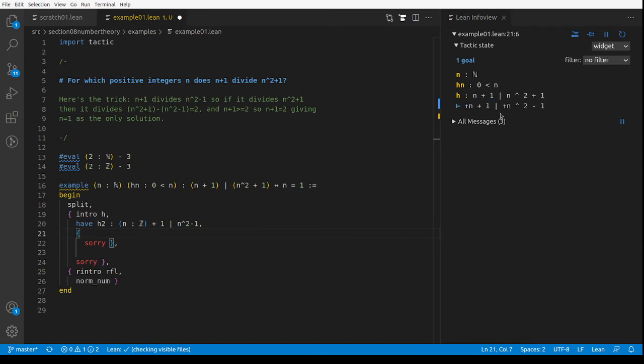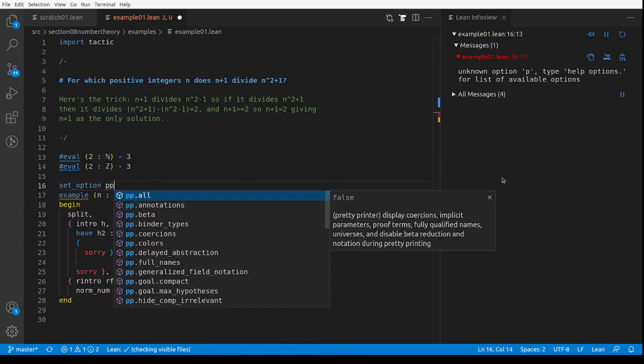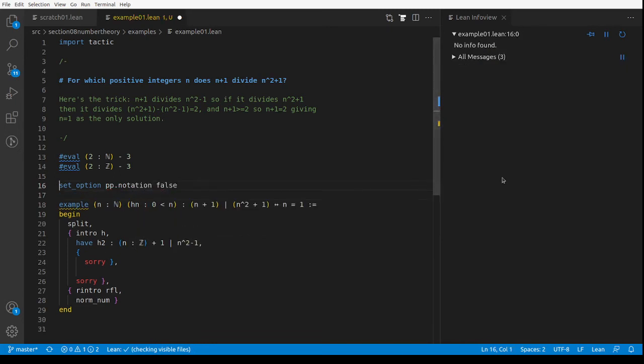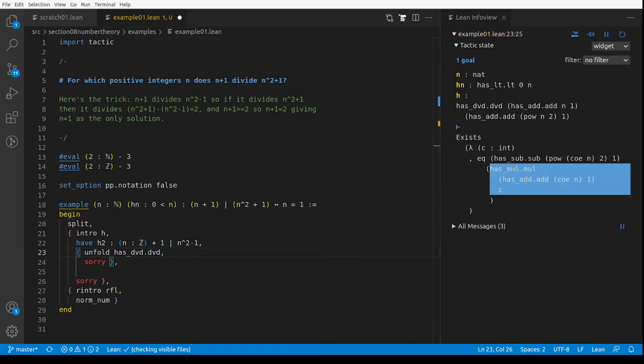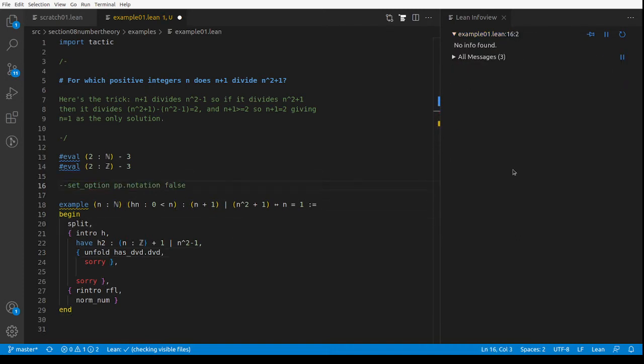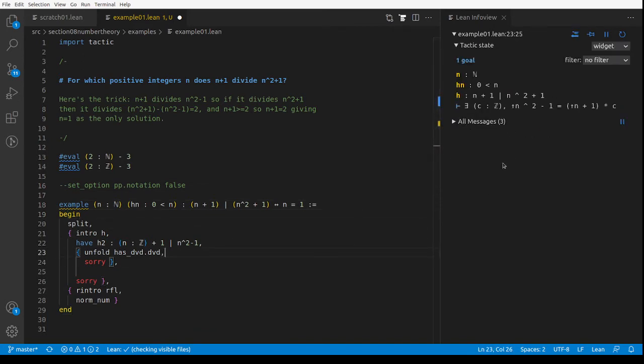Now the question is, what's the definition of division? I'll show you how to work it out. Set option, let's switch off notation. Now we can see what the thing is called: has divide dot divide. So we can unfold has divide dot divide, and now let's put notation back on again. And there we go. The goal is definitionally equal to there exists a c such that n squared minus 1 is n plus 1 times c.